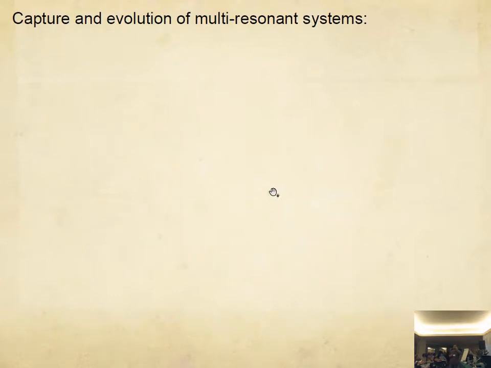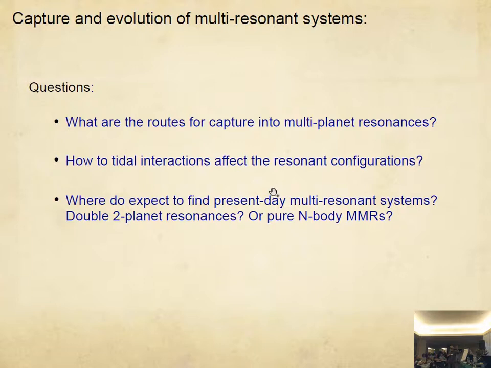Okay, in the rest of the talk I will try to discuss the following questions. What are the routes for capture into multi-planet resonances? How do tidal interactions affect these resonant configurations? And where do we expect to find present-day multi-resonant systems? In double resonances or in pure three-body resonances?